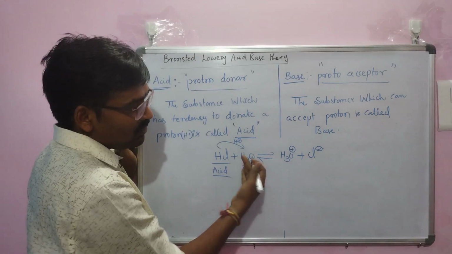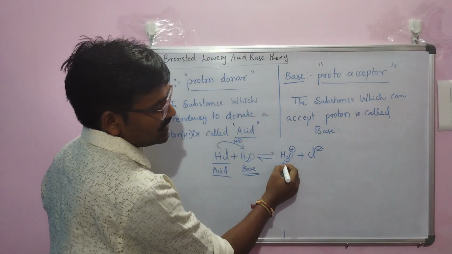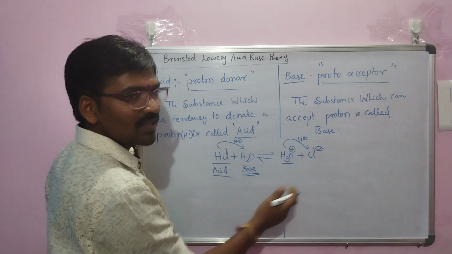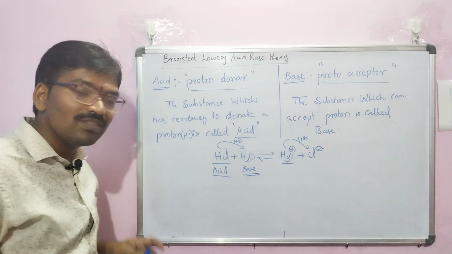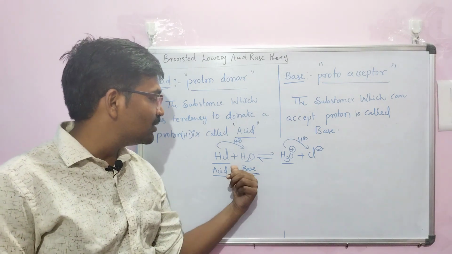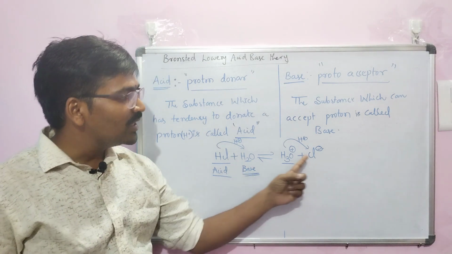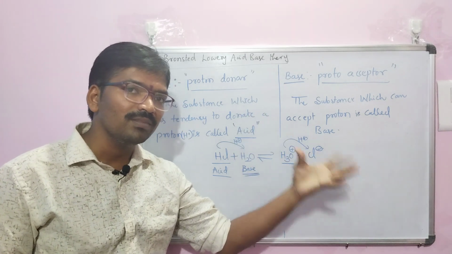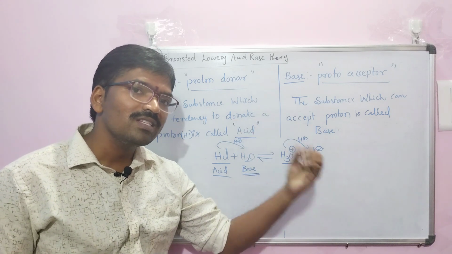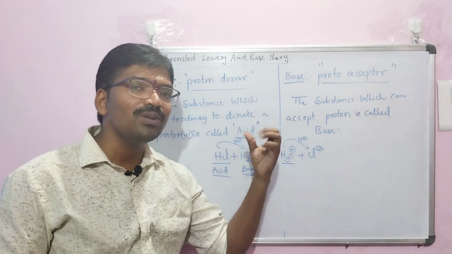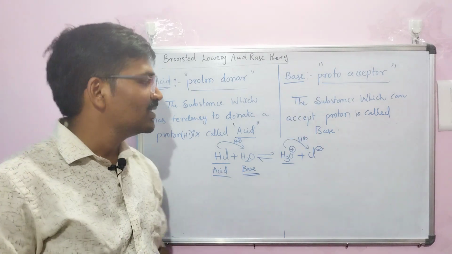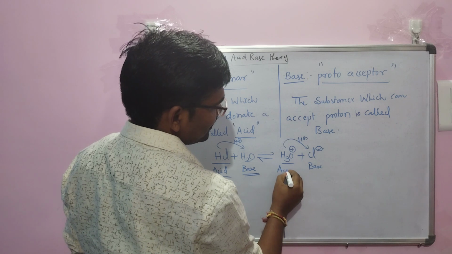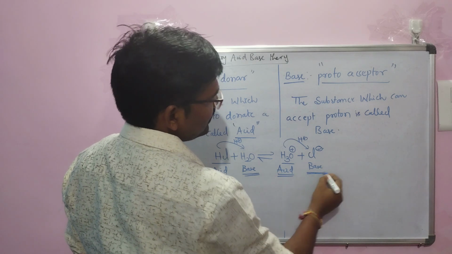In the backward reaction, H3O plus is donating H plus ion. So Cl minus is again converted into HCl. Here Cl minus is accepting H plus. A proton acceptor is called what? A base. So Cl minus is a base here, and H3O plus is an acid here. Acid and base.